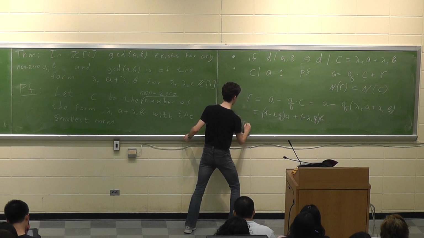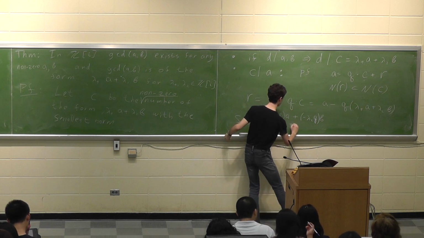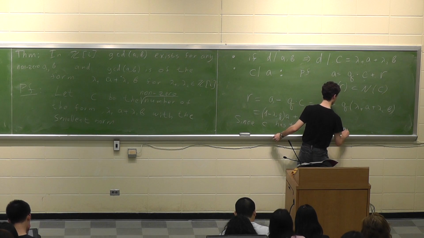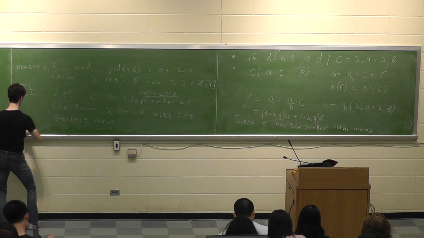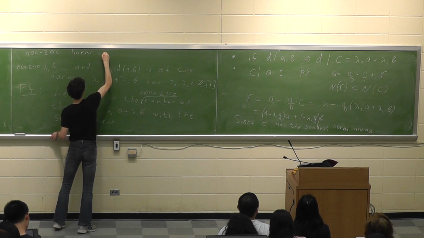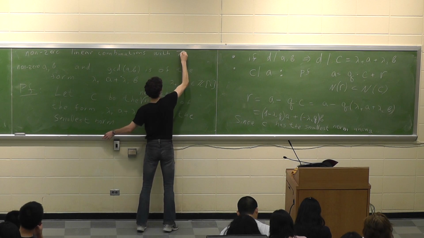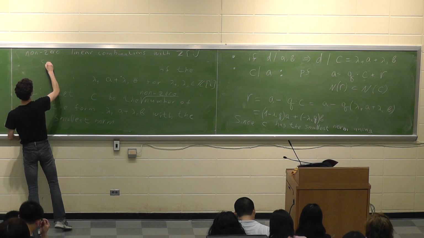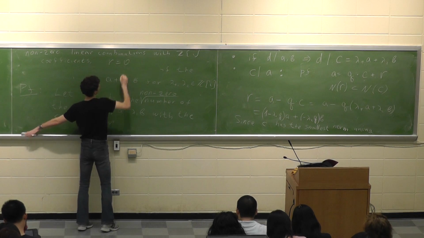So since C has the smallest norm among non-zero linear combinations of A and B, with some integer coefficients, R must be equal to 0.